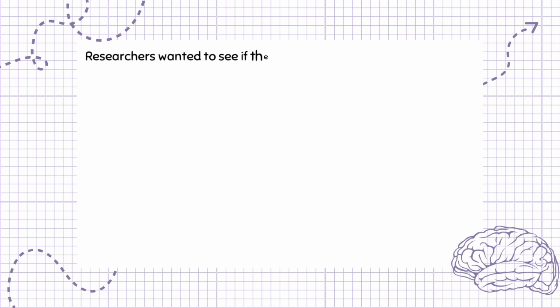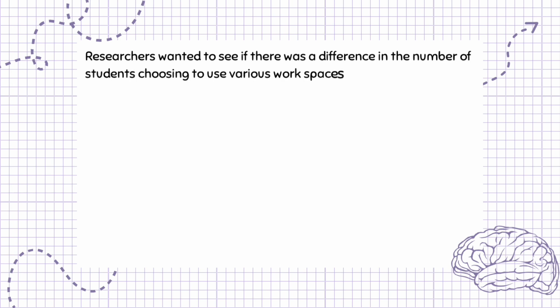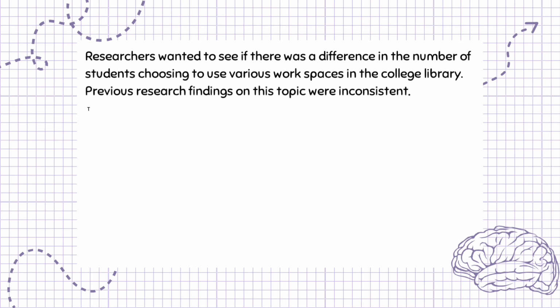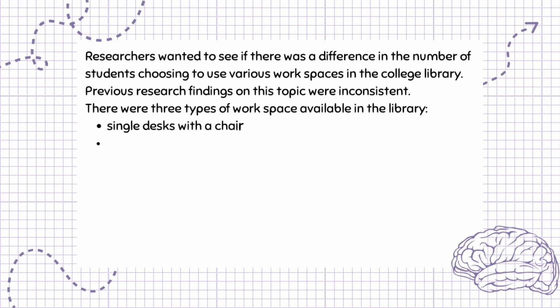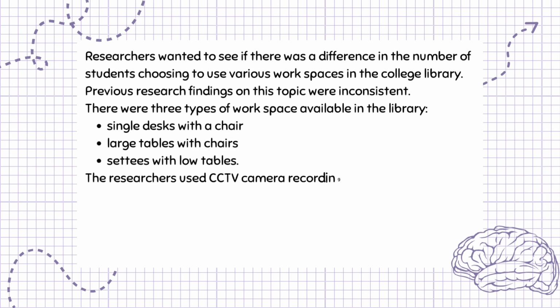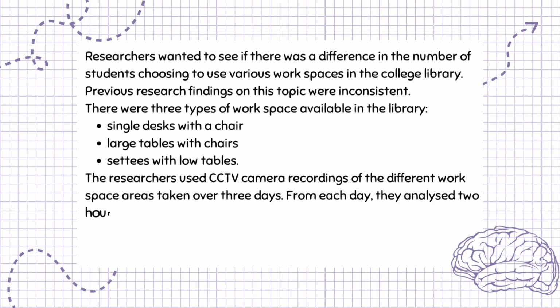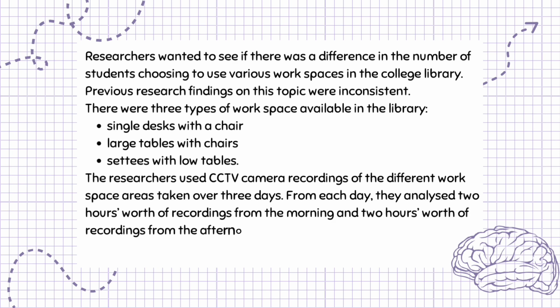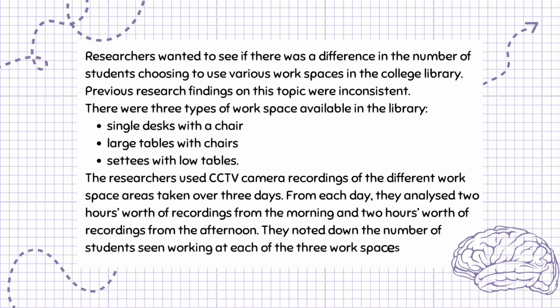Researchers wanted to see if there was a difference in the number of students choosing to use various workspaces in the college library. Previous research findings on this topic were inconsistent. There were 3 types of workspace available in the library: single desks with a chair, large tables with chairs, settees with low tables. The researchers used CCTV camera recordings of the different workspace areas taken over 3 days. From each day, they analyzed 2 hours worth of recordings from the morning and 2 hours worth of recordings from the afternoon. They noted down the number of students seen working at each of the 3 workspaces.